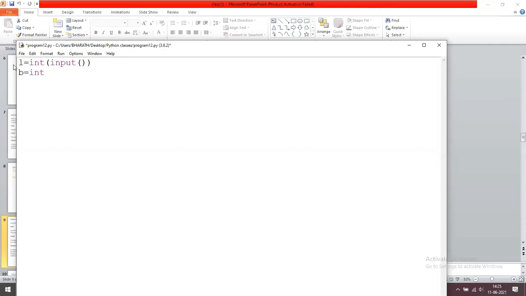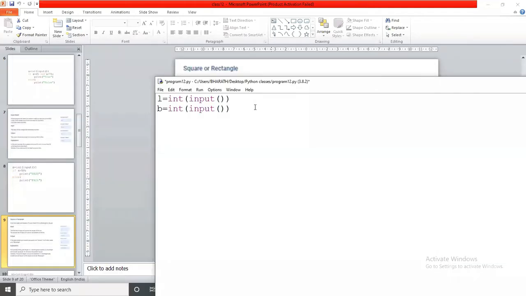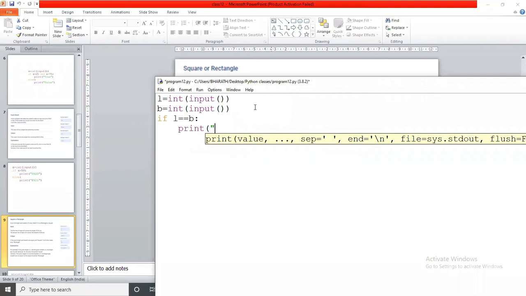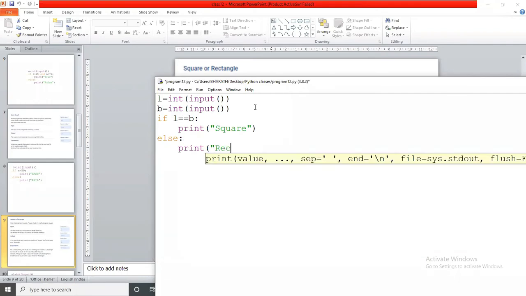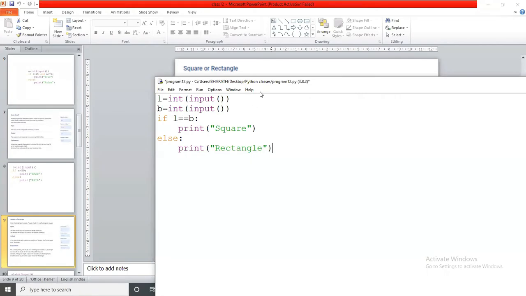So breadth equals int of input. That's it. After that, you are going to print either square or rectangle. When we are going to print square, if L equals B, then we are going to print square as output. Else, you are going to print rectangle as output. That's it.